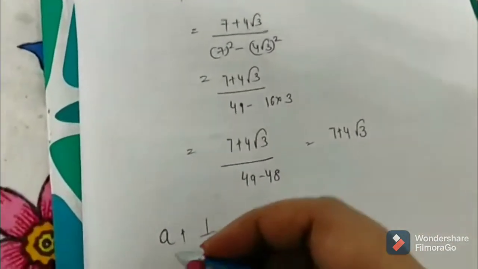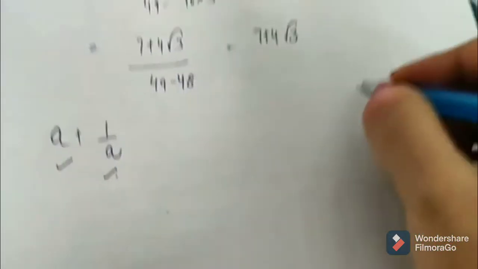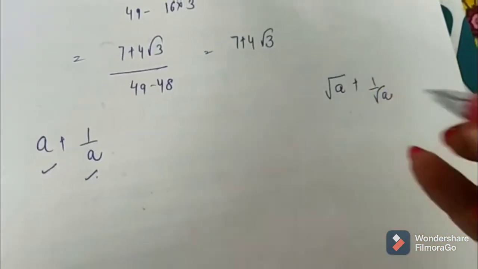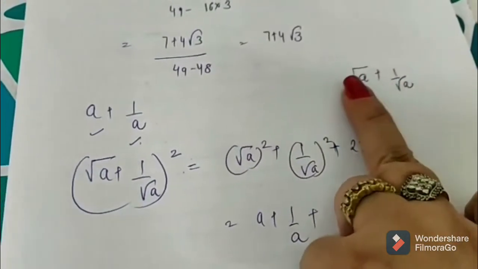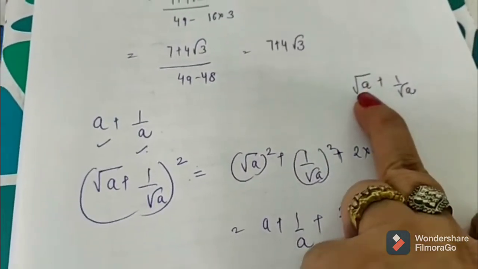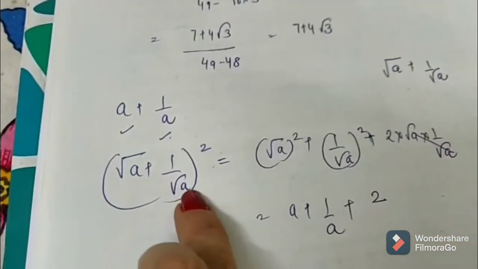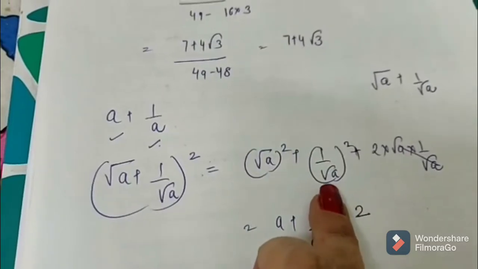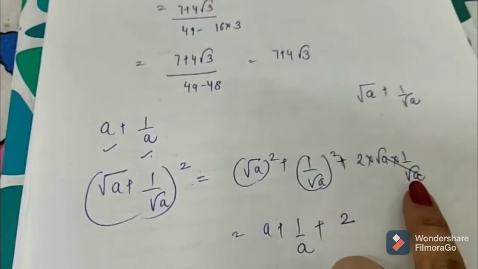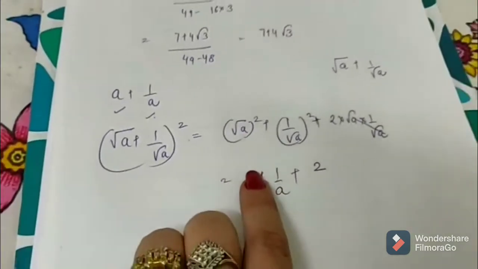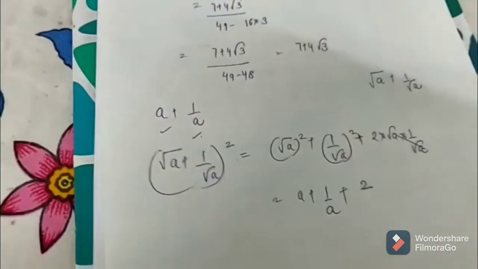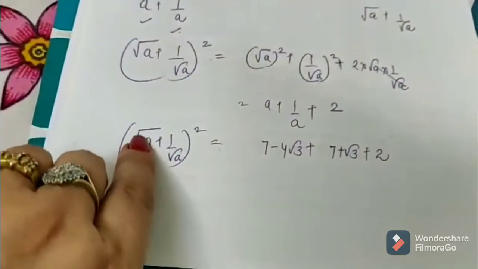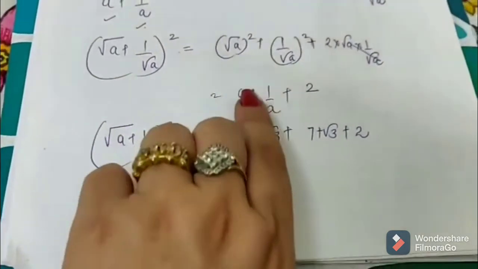Now we are having a with us, we are having 1 by a with us, but we are supposed to calculate root a plus 1 by root a. Now what to do? In this situation, let us square this number, because I know that root a whole square is going to become a only. So this is a plus b whole square: root a square plus 1 by root a whole square plus 2 into root a into 1 by root a. Root a square is equal to a, plus 1 by a plus 2. So root a plus 1 by root a whole square is equal to a plus 1 by a plus 2.